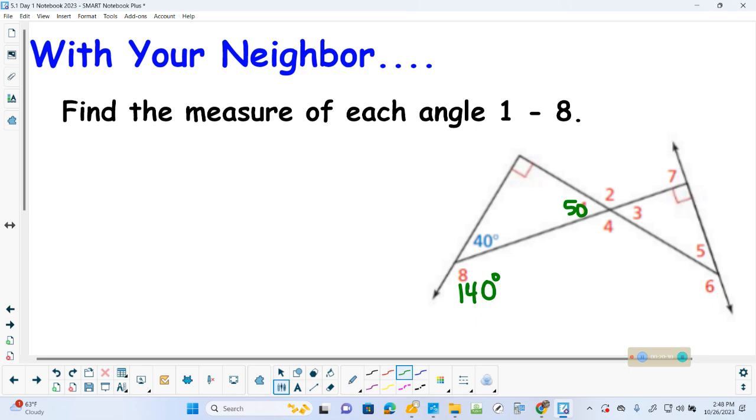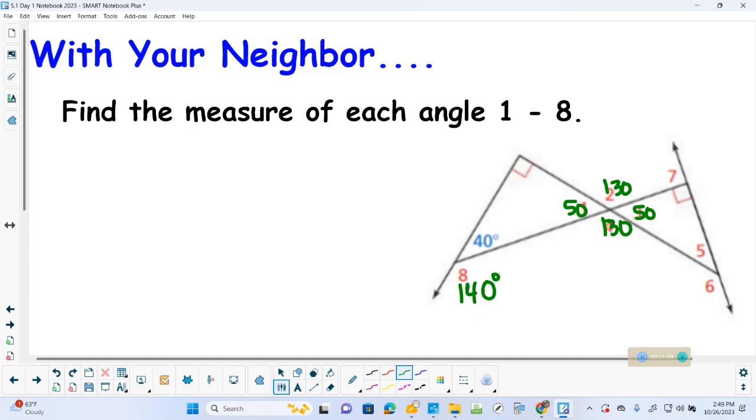If 1 is 50, what's 3? Why? You're right, but why? Because what type? I love the answers. Because I said so, because they're the same thing. Can you give me a specific name of this type of angles? What are the angles that make the X called? Vertical angles. Okay, all right, what's 2? 130, because you have another linear pair. Vertical, 130. We're crushing it.